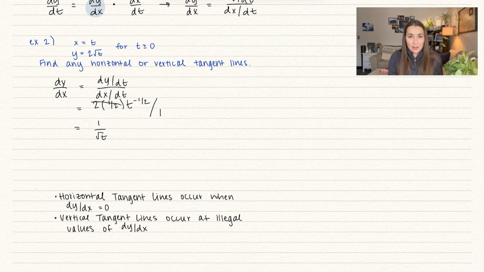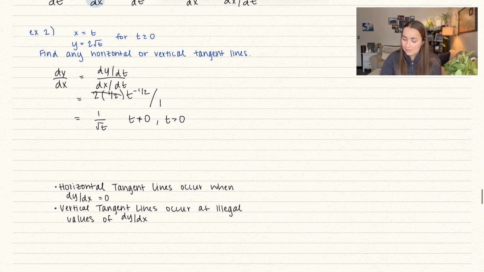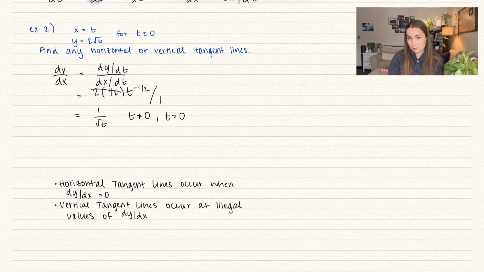So let's think about the values that occur here. t cannot be equal to 0, right? Because we can't divide by 0. And we also know that t has to be greater than 0, because we're taking the square root. So let's talk about our horizontal tangent lines. This occurs when the derivative is equal to 0. So 1 over the square root of t is never going to be equal to 0, because there's no t value that's going to make that true. So we know there are no horizontal tangent lines.